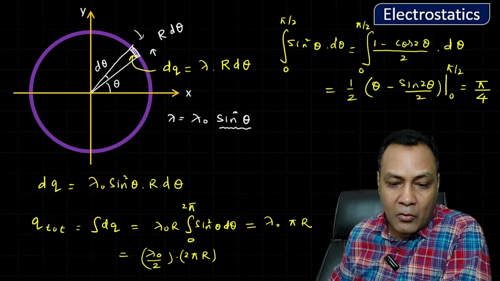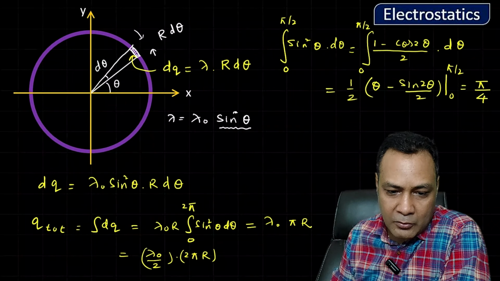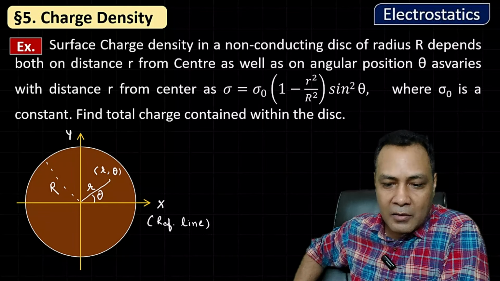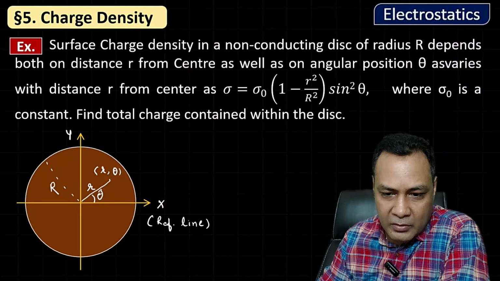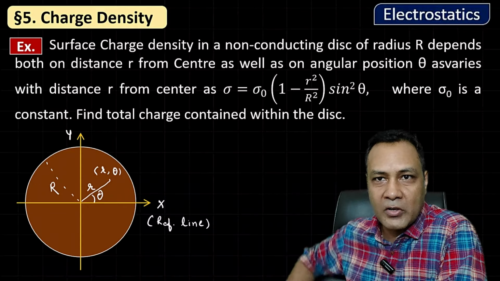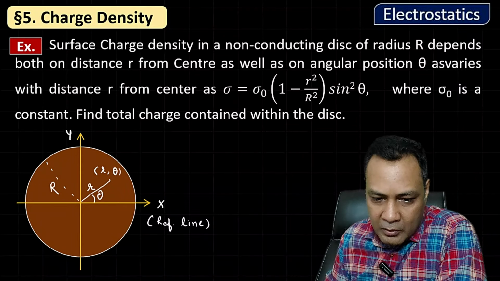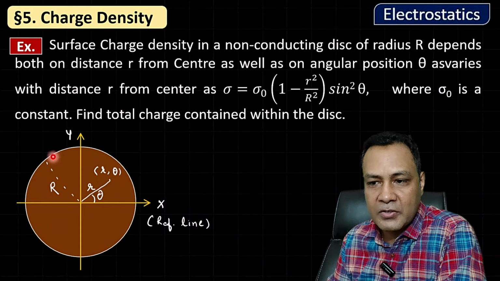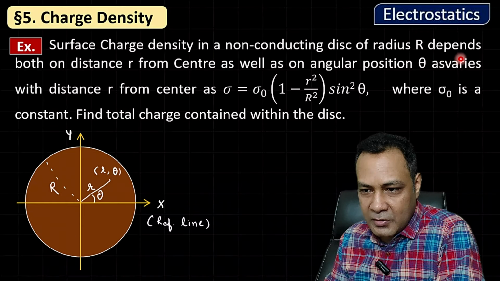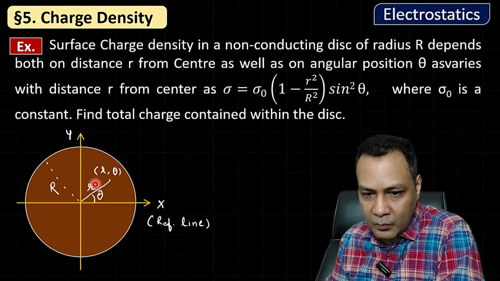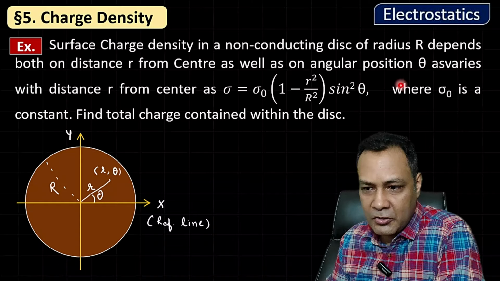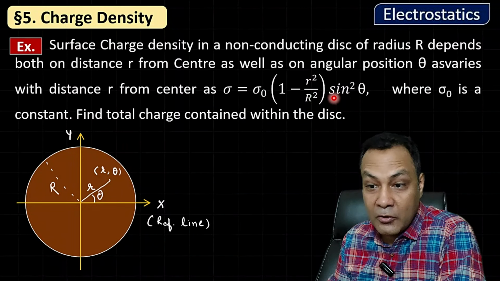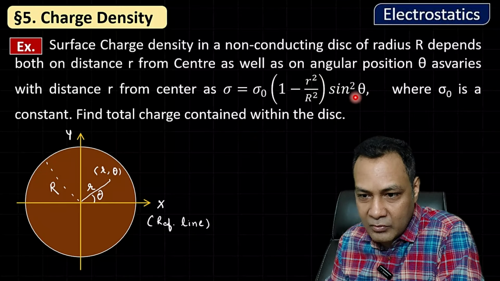So now I can mix the two questions, linear charge density and the surface charge density. So earlier in the disk there was a variation with r, and in the ring there was variation with theta. So now I mix both things. So here in this question, there's a non-conducting disk of radius R. The surface charge density depends on both r as well as the angular position theta, as sigma naught into 1 minus small r square by capital R square into sine square theta. So it is varying with r as well as theta.